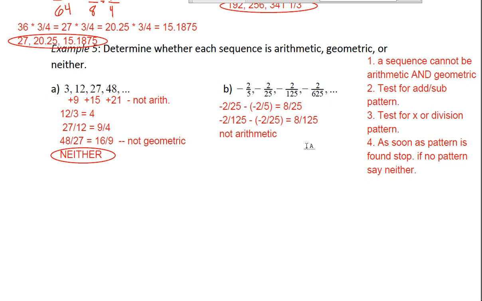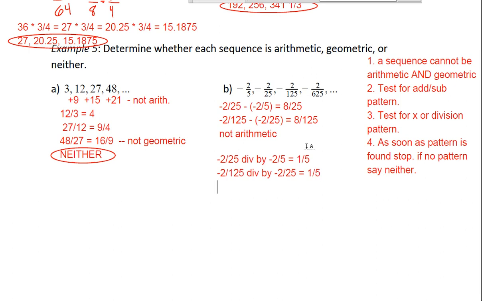So we test geometric. We're going to take negative 2 over 25 and we're going to divide it by, I'm just going to say divided by negative 2 fifths. That way it's clear what's happening. When we do that, we get 1 fifth. Then we take negative 2 over 125 divided by negative 2 over 25. That also is 1 fifth.